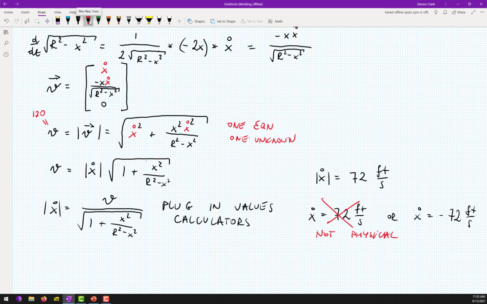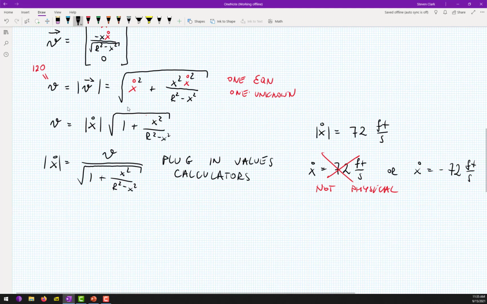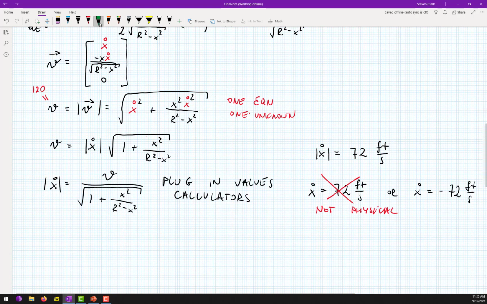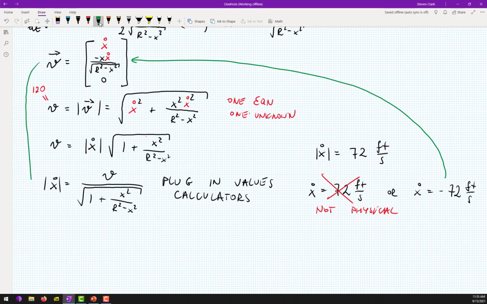And as I promised, once we found x dot, we know the entire velocity vector. So now you guys can write that. Just plug in values here. Wait a second. Plug that value here, please. And you will basically end up with velocity equal to minus 72, 96, and 0 feet per second. Great. 66% of the problem done.